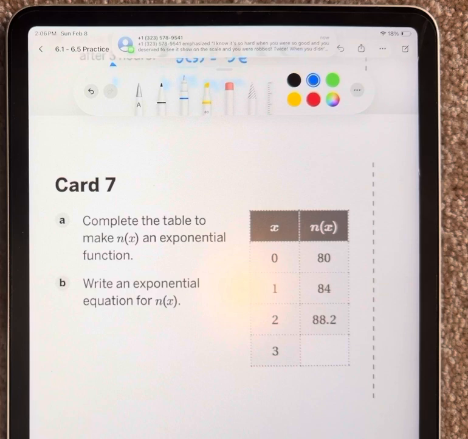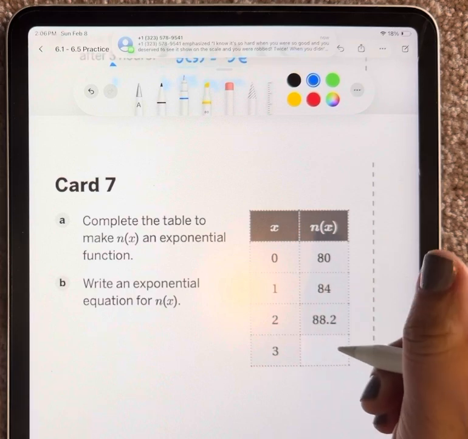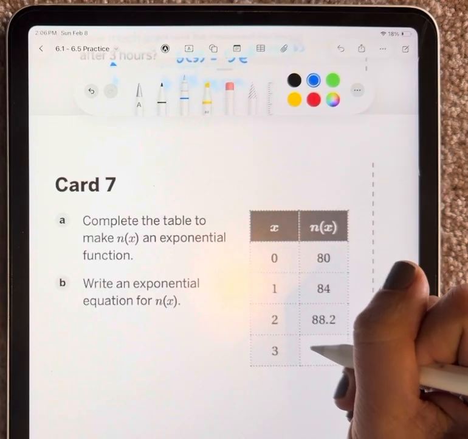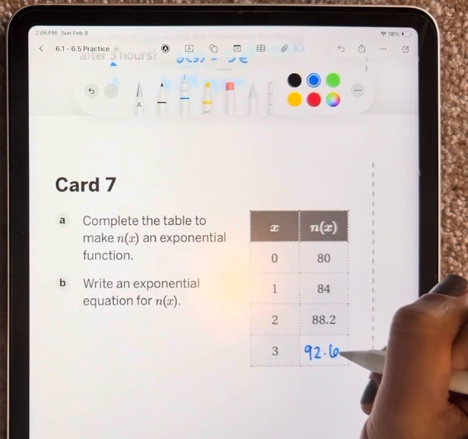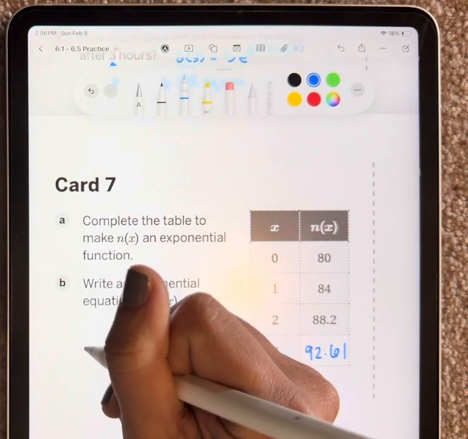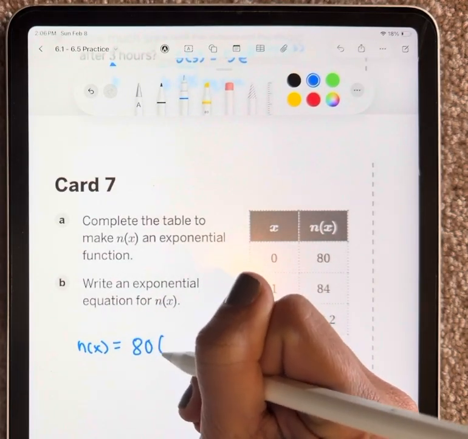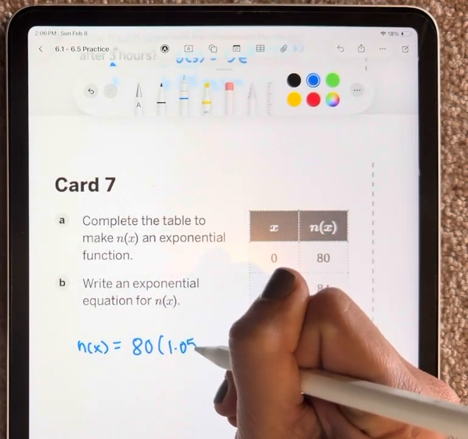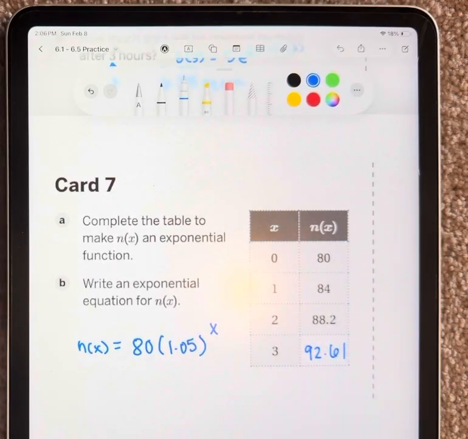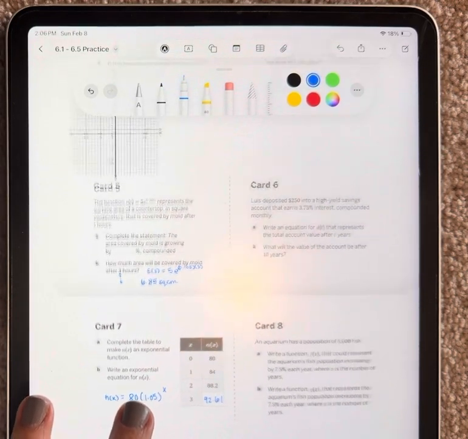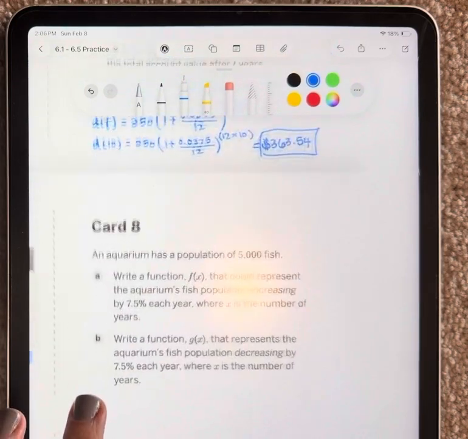Okay. Sorry, I got distracted on the calculator. Here we are. The number here, if you did it correctly, you should get 92.61. And the equation, 80 times 1.05 to the x. Okay. Let's move it along to the next one.